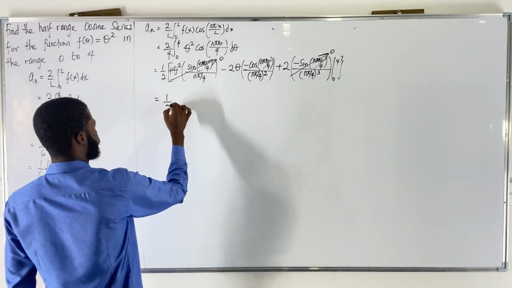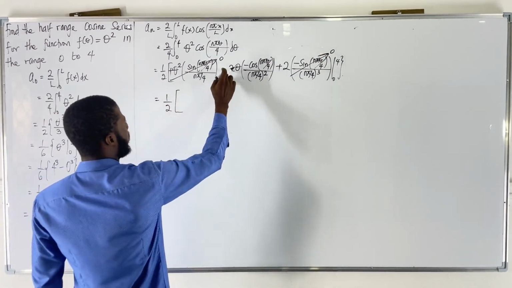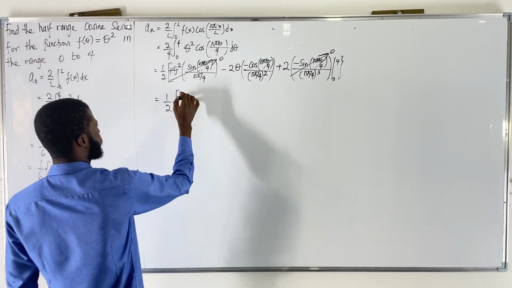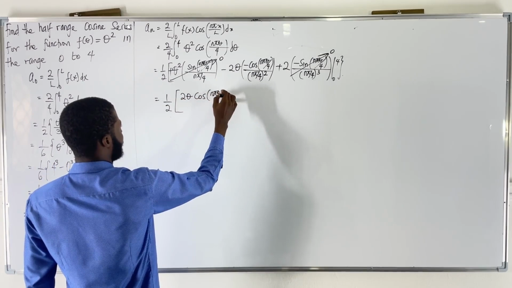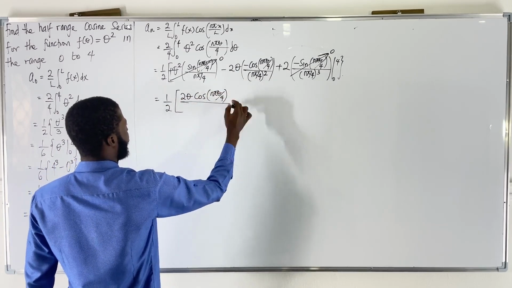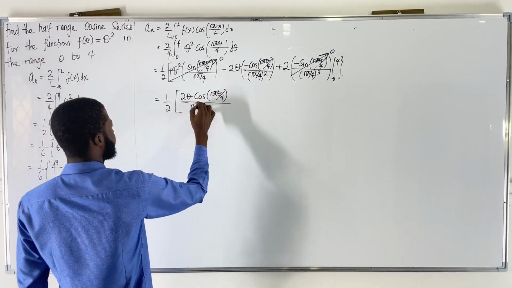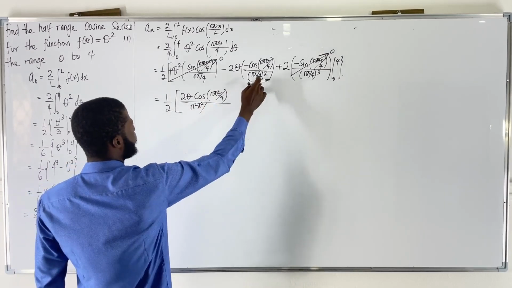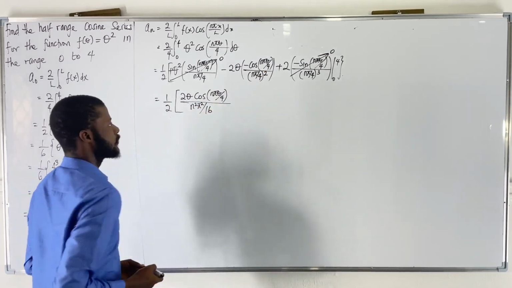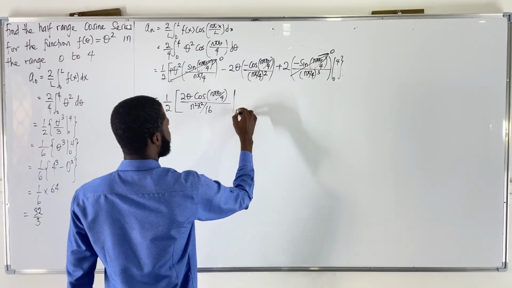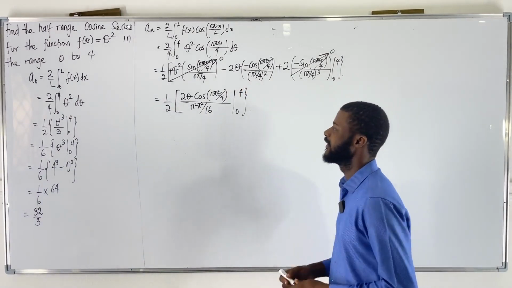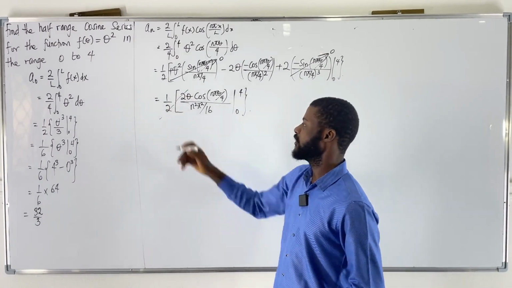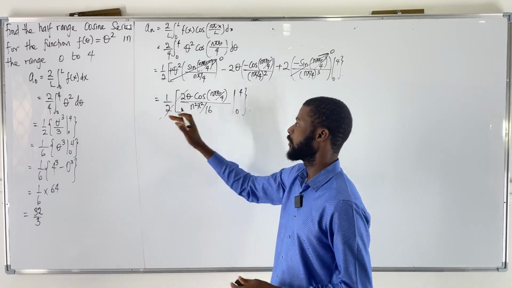So this is 1 over 2, and minus times minus will give us plus. So that's 2 theta cos n pi theta over 4, divided by, when you expand this, n squared pi squared over 4 squared, which is 16. 4 squared is 16. And this is from 0 to 4. So that's what we have. Okay, so these two will take care of these two. So they are basically gone.